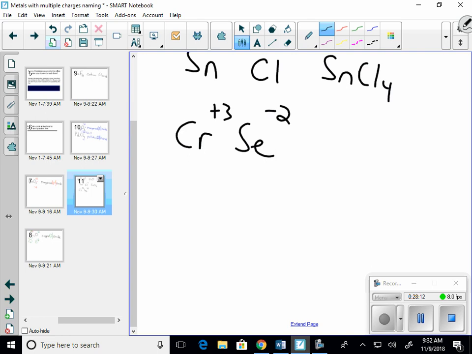Once you have the symbols and charges, you can either do the cross and drop method, or you can do the how many of this do I need to how many of that to balance out. Either way, Alec, what would be the formula for chromium(III) selenide? Cr2Se3.